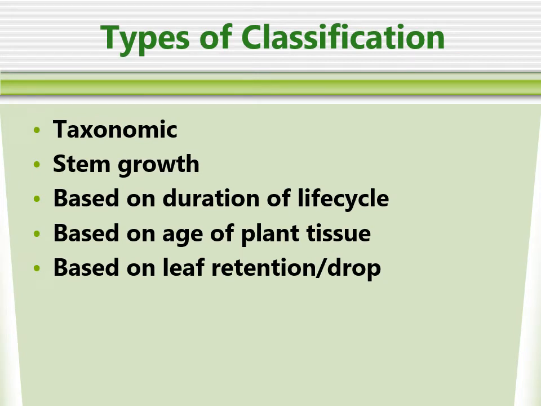So, types of classification. We've talked about taxonomic, that's the genus, species, and the nuances there. We also look at the plant itself. What does the stem growth look like? What is the shape of the leaves? What is the life cycle? Is it an annual or a perennial? Similarly, what are the ages of the tissues, right? Are they multi-year old or only a few days old? Does it drop its leaves? These are just some examples we're going to get into a little more later.